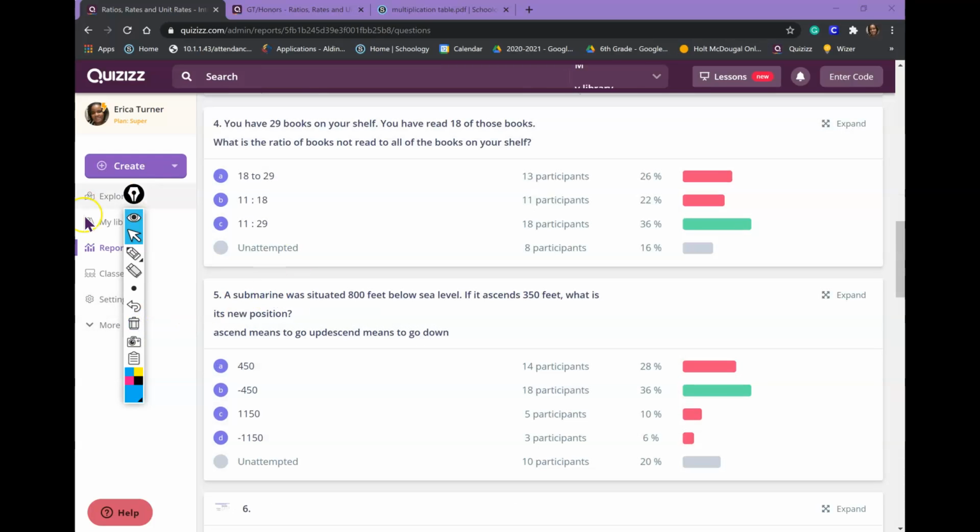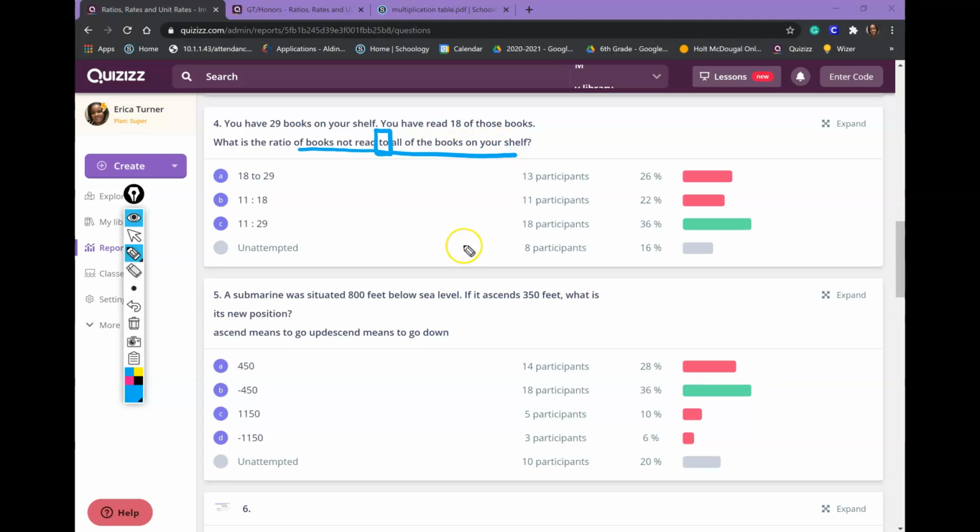Okay. Number 4. I think this question people just were not reading. Number 4 says you have 29 books on your shelf. You have read 18 of those books. What is the ratio of books not read to all of the books on your shelf?